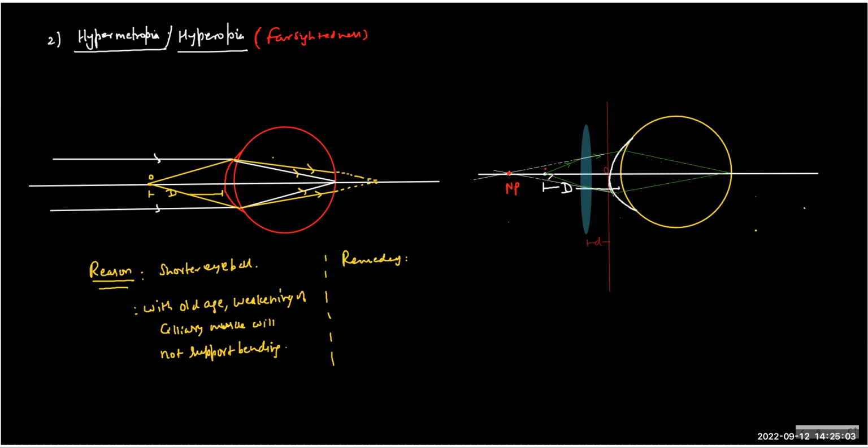Yes. So what will be the focal length of this lens? What is the power of the lens? The power of the lens is 1 by V minus 1 by U. So let's write down 1 by V. V is how much? Minus NP, minus D, right?